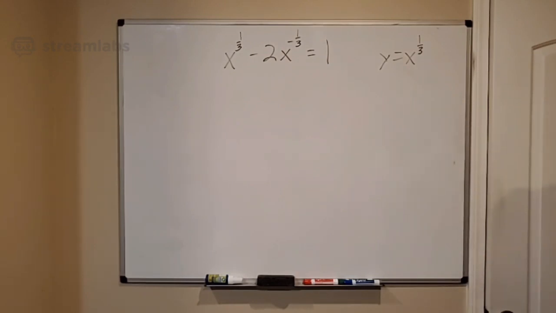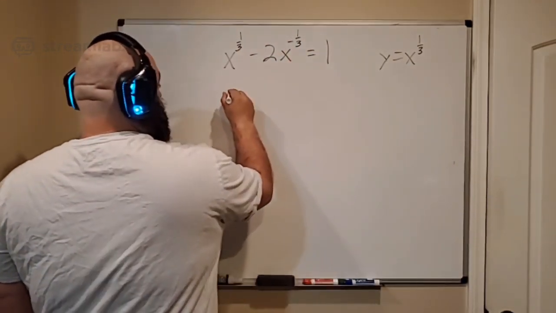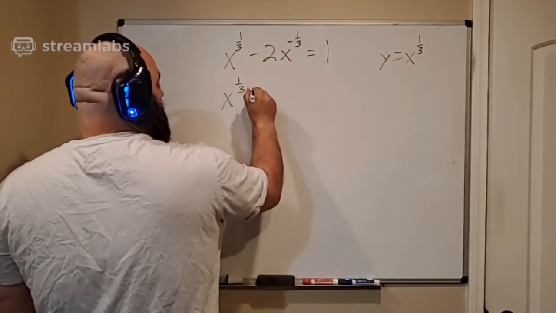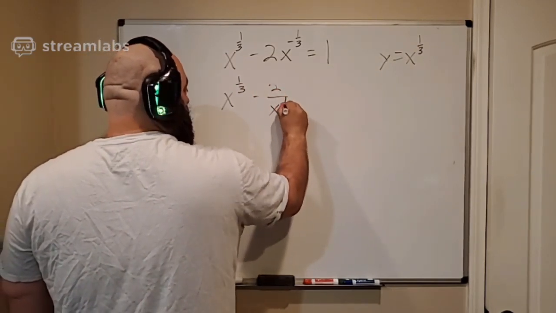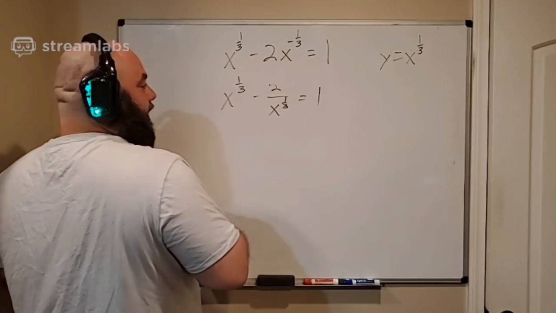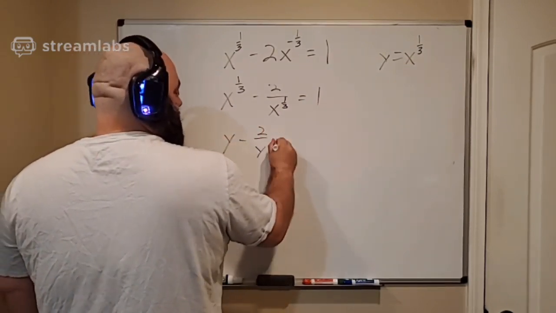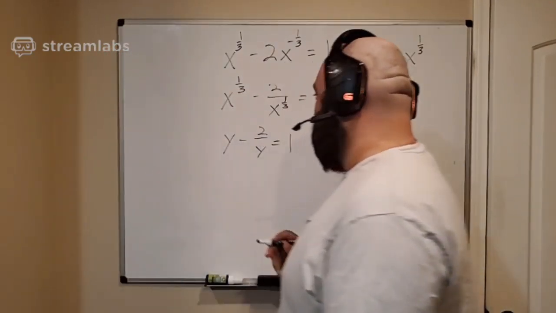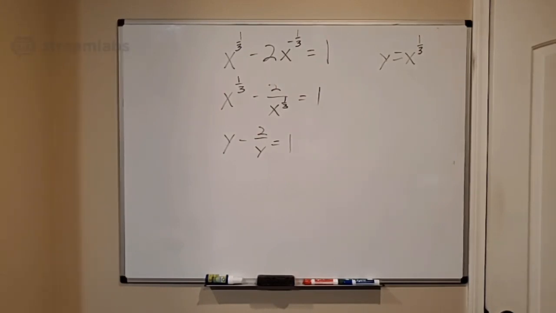The first one being, this can't be substituted out the way it is, so what I would have suggested doing is changing it to 2 over x to the 1/3. And then you can make your substitutions. This is probably what I would say is the easiest way. So you get y minus 2 over y equals 1. Well, now it's a pretty easy equation. The hard part is that you have a y in the denominator. So how do I get the y out of the denominator?